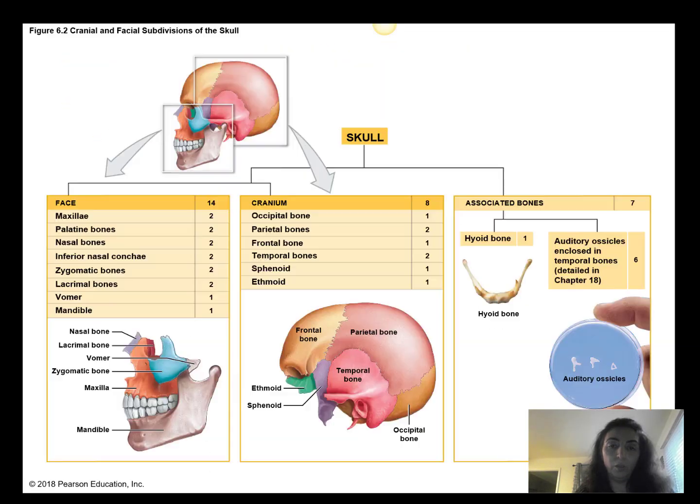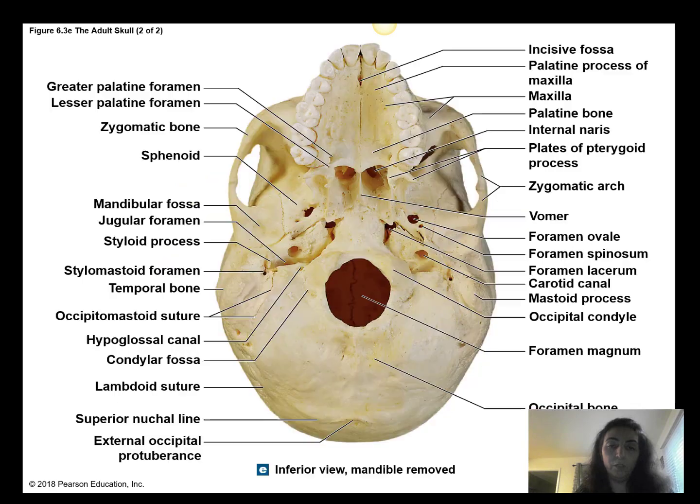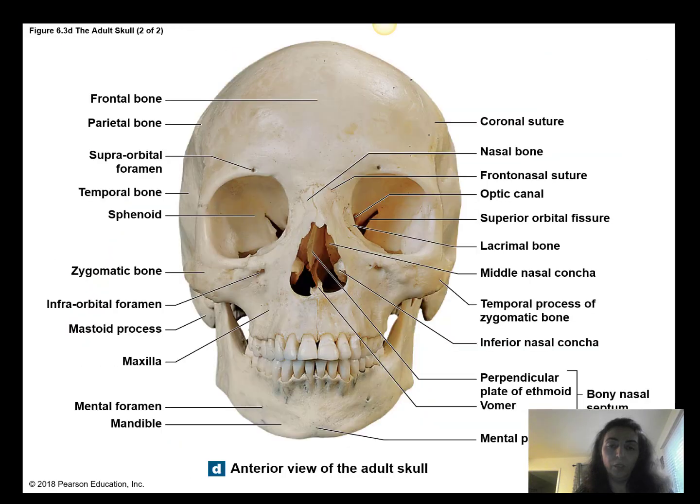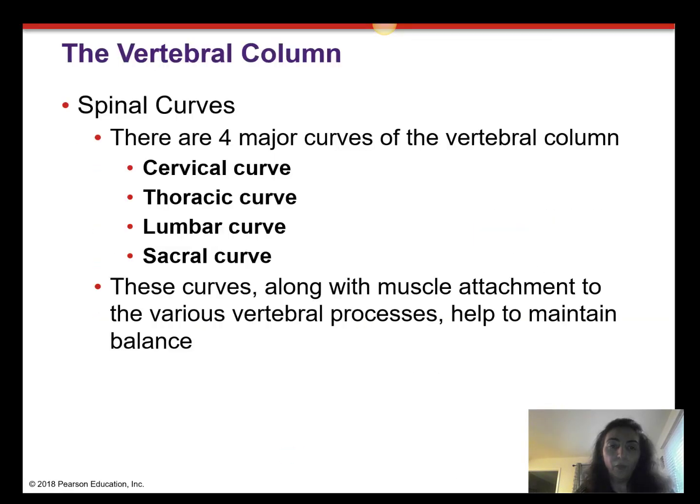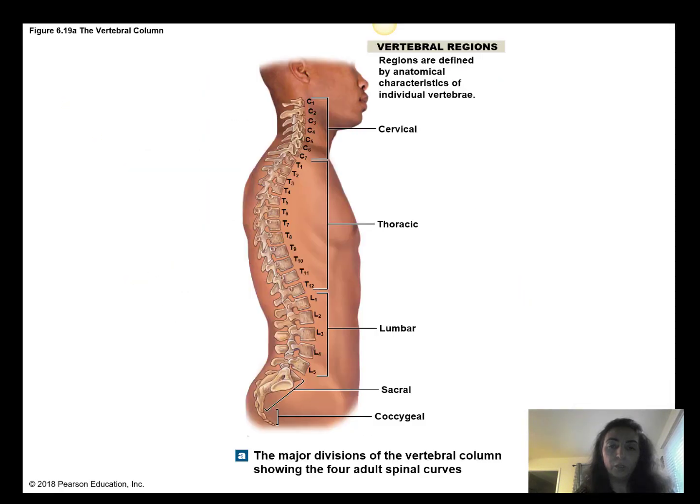Let me go to the part. We talked about all the skull and, oops.